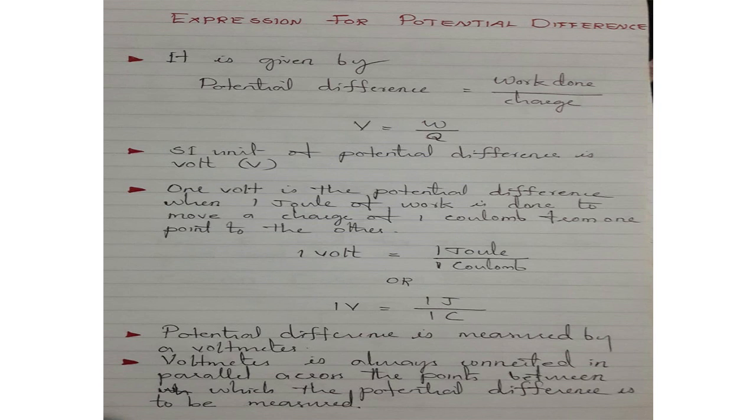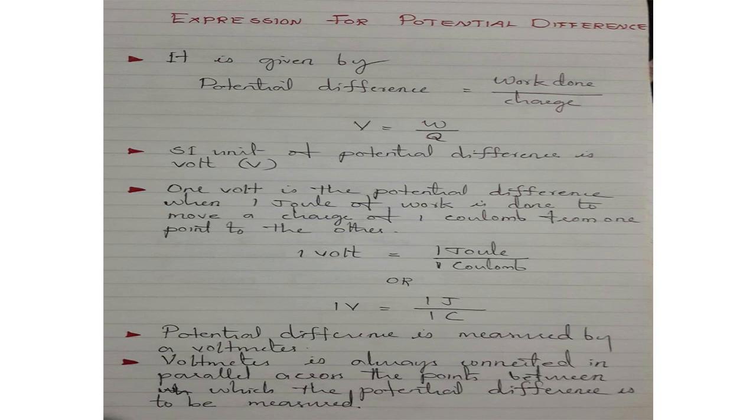So with this, we have the expression for potential difference, that is potential difference V is equal to W by Q. The SI unit of potential difference is also volt, and 1 volt is equal to 1 joule per 1 coulomb. Here also we have to define what is 1 volt. So how will you define 1 volt? That is, 1 volt equals 1 joule per 1 coulomb.